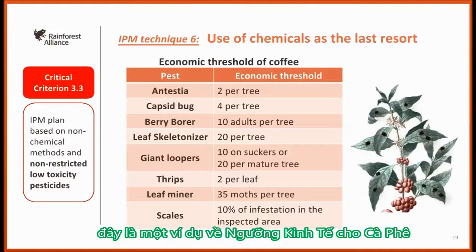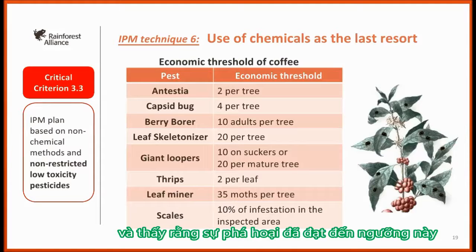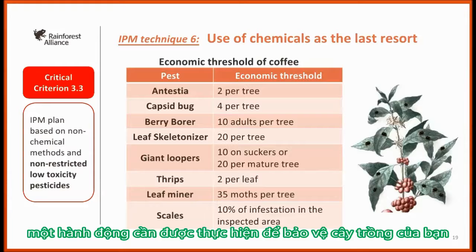This is an example of economic threshold for coffee. When you conduct pest monitoring and notice that the pest infestation has reached this level, an action needs to be taken to protect your crop.